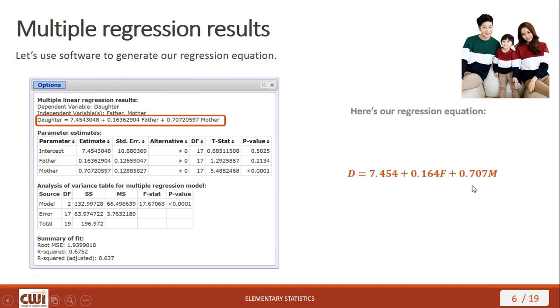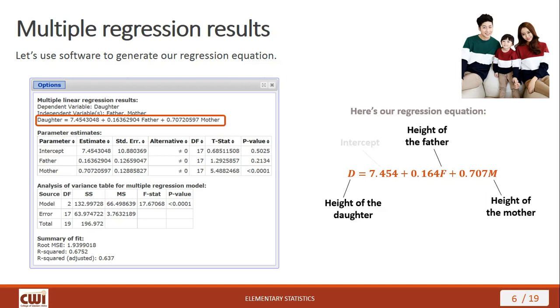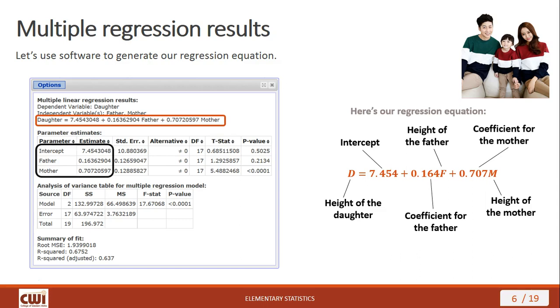Notice that we have this equation here. So let's look at each of the values in this equation so we understand what we're talking about. So D is the height of the daughter. That's the response that comes out of the model. F is the height of the father. M is the height of the mother. And then we have different coefficients. So there's an intercept value, which is a coefficient that doesn't have a variable associated with it. Then we have a coefficient for the father and a coefficient for the mother. Notice that these coefficients are the same ones listed in the parameter estimates table, just below the actual regression model in the results window.